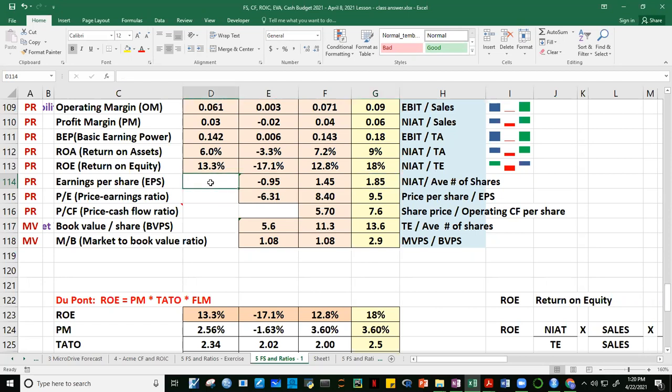Why, by the way, is there nothing here, guys? Why is there no figure here? Answer please, or chat. Why don't we have a figure here? Chat or unmute. Why don't we have EPS for 2019? Anyone? Any guess, guys? Why is there no figure here? Look at the formula.